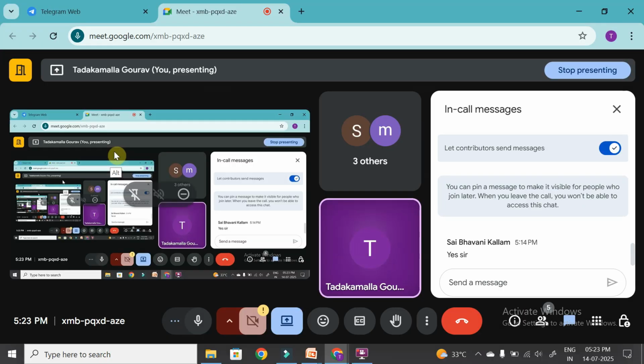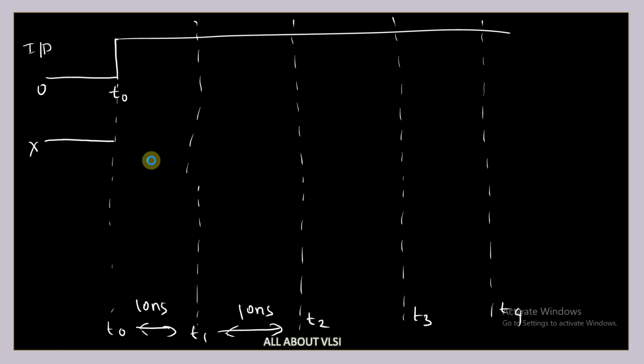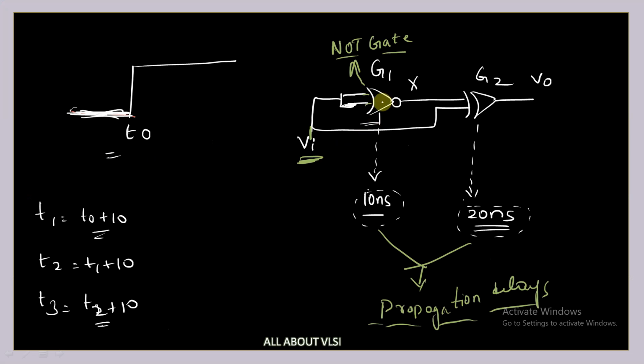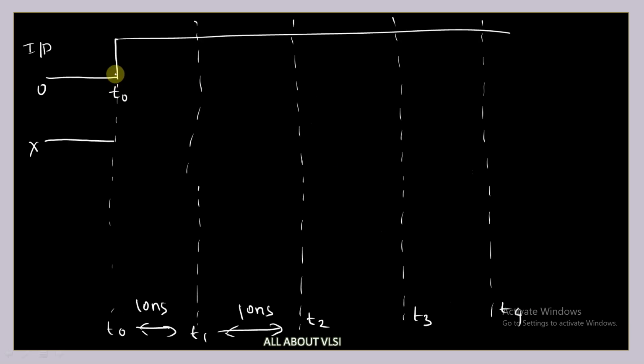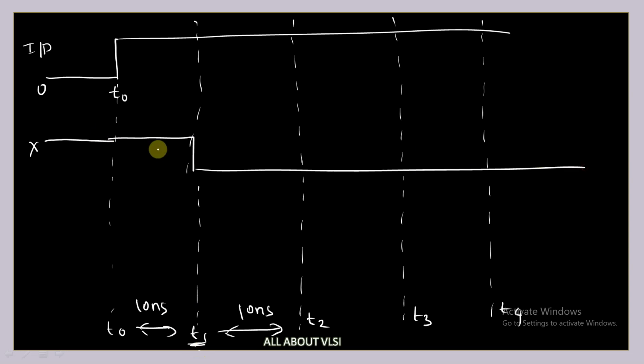Okay, let me tell you. If there is a positive transition at time t equal to t0, then the delay of your NOR gate is 10 nanoseconds. So if there is any input transition, for it to be reflected at the output it will take 10 nanoseconds. That means this transition will be reflected from 1 to 0 at time t equal to t1. 10 nanoseconds later we get our output. So this is the output of your NOR gate.